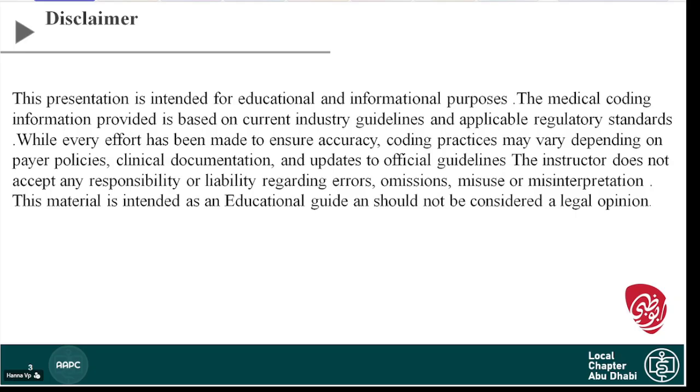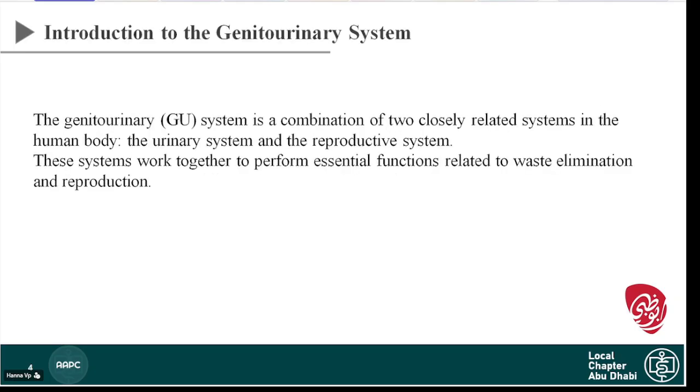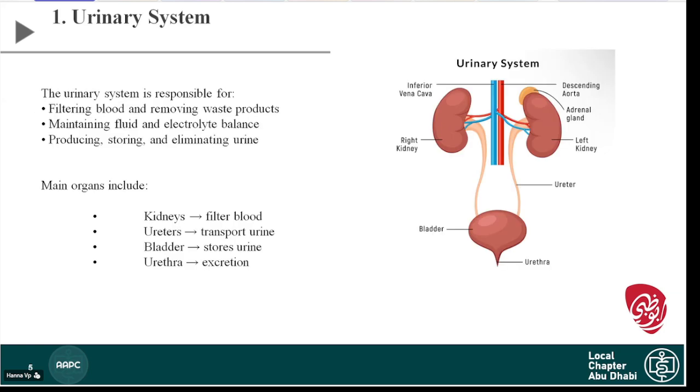So, guys, as an introduction, the genitourinary system is a combination of two closely related systems in the human body. So as usual, the systems we are going to discuss are the urinary system and the reproductive system. The systems work together to perform essential functions related to waste elimination and reproduction. So, guys, before going to coding guidelines and the tips of everything, we'll check the anatomy and function of the urinary system and reproductive system.